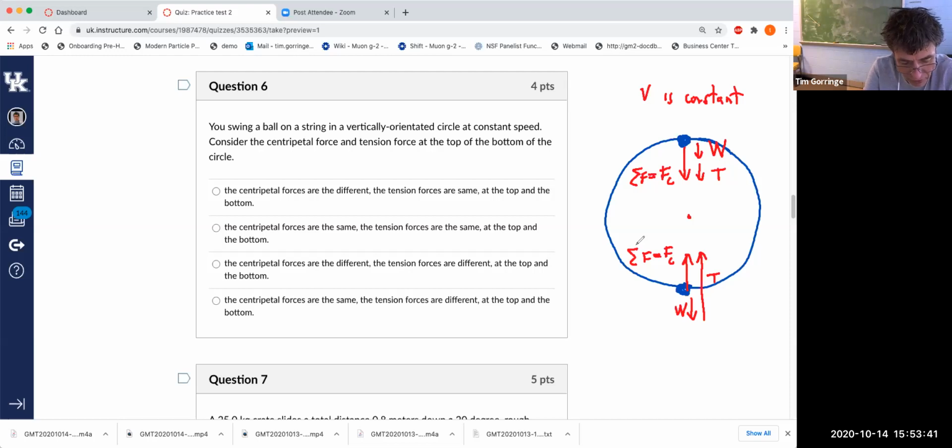And the answers to the question here: the centripetal forces are the same at the top and the bottom because the speed is the same at the top and the bottom, but the tension force is smaller at the top. It's bigger at the bottom. It's because at the top, weight helps create the circular motion, but at the bottom, weight doesn't help. It acts opposite to what you need for circular motion. And so tension has to be larger. And so the centripetal forces are the same. That's response B and D. And the tension forces are different. So that's this guy here.